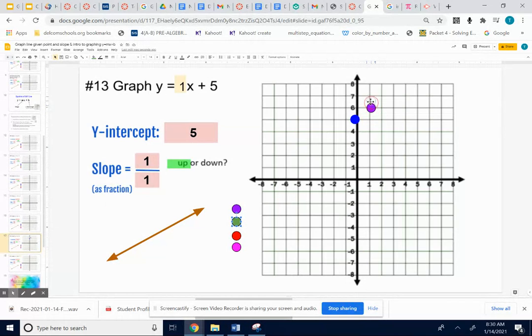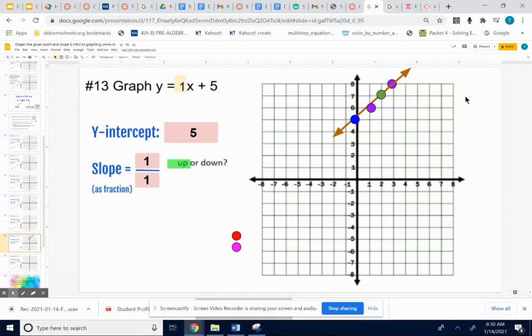Grab a green one, up 1 over 1. One more time, up 1 over 1. See, it goes on forever. That pattern goes on forever. We could even go down 1, left 1, down 1, left 1, and still be on the line. But we have at least 2 points. So grab your line, try to get it through the points as best you can, but don't stress. Okay, there's our line, y equals x plus 5, or y equals 1x plus 5.